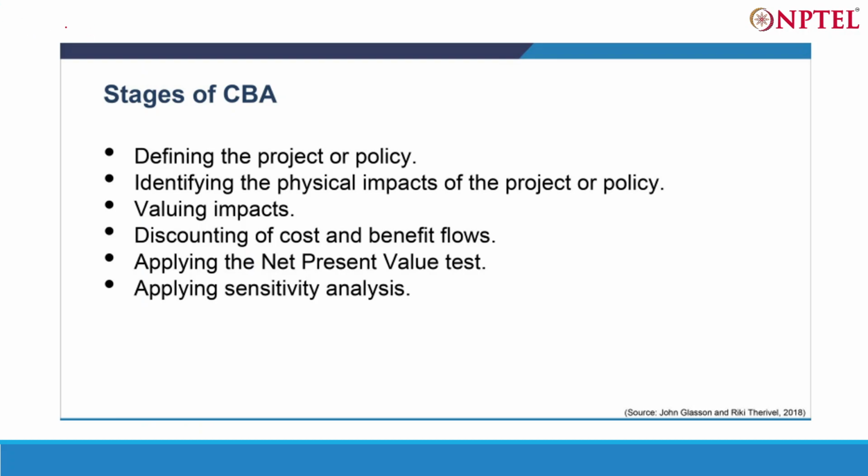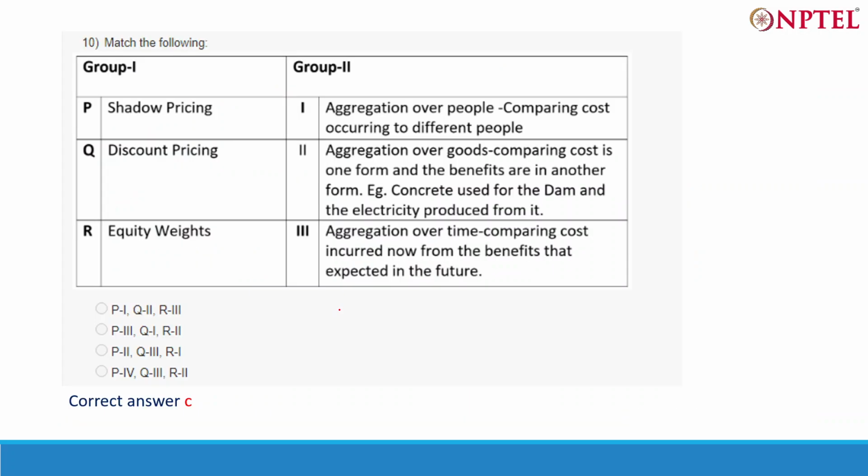So there are various stages of cost benefit analysis, like defining the project policy. This is taken from the slides. The source is Glasson and Therivel, 2018. Identify physical impact, value impact, discounting cost benefit flow, applying net present value, applying sensitivity analysis. Now the next question is shadow pricing, discount pricing.